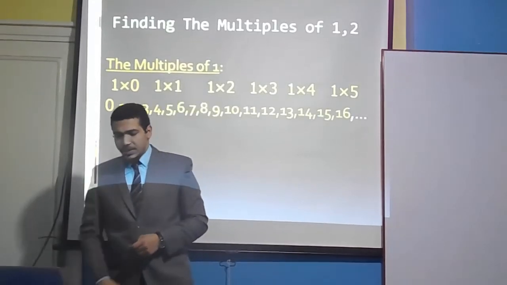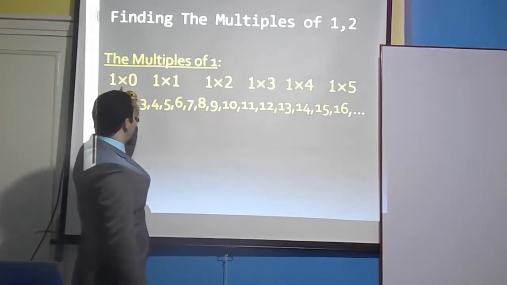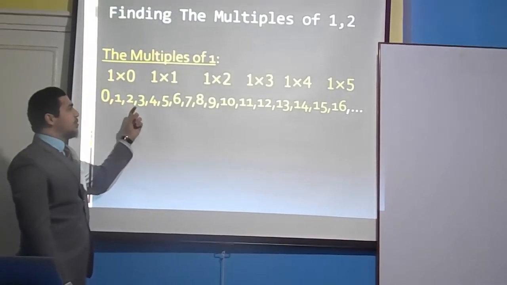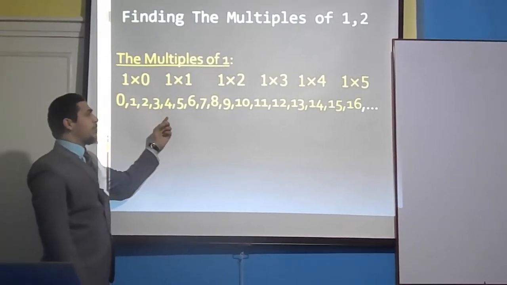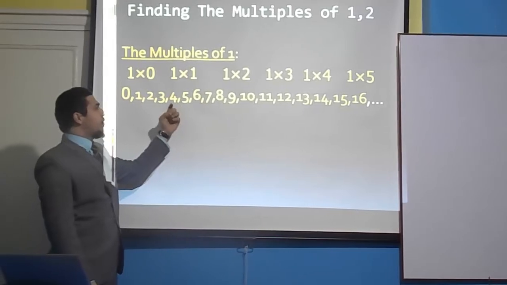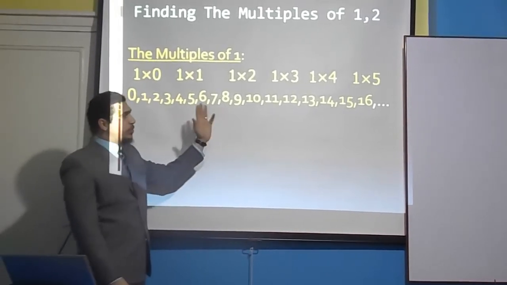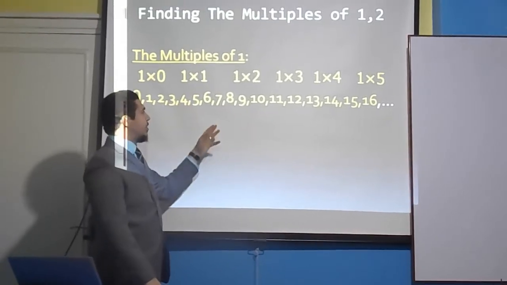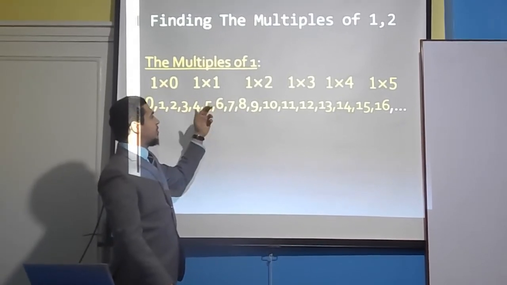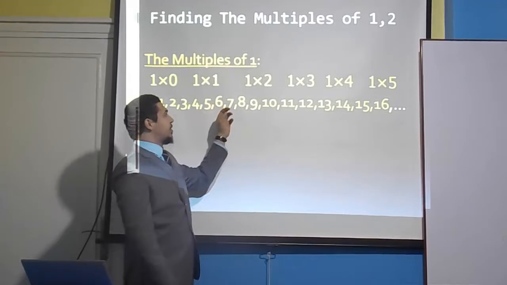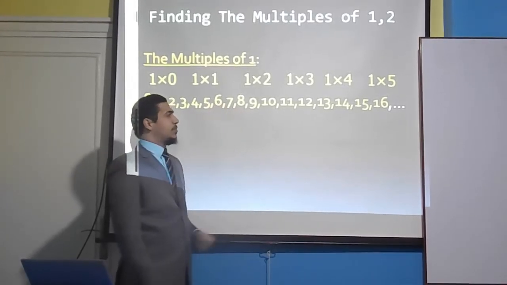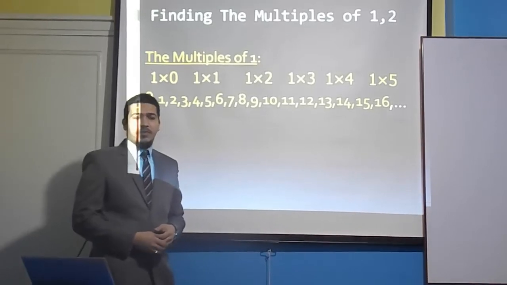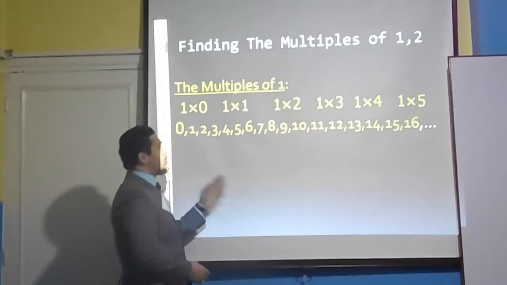As we can see, 1 times 0 equals 0, 1 times 1 equals 1, 1 times 2 equals 2, 1 times 3 equals 3, 1 times 4 equals 4, 1 times 5 equals 5, 1 times 6 equals 6. We see that 1 times any number is a multiple of 1. 6 means 1 times 6, 7 means 1 times 7, 8 means 1 times 8, and so on.